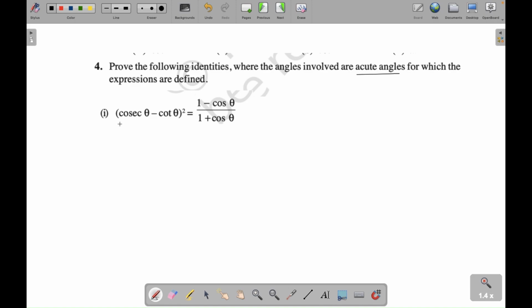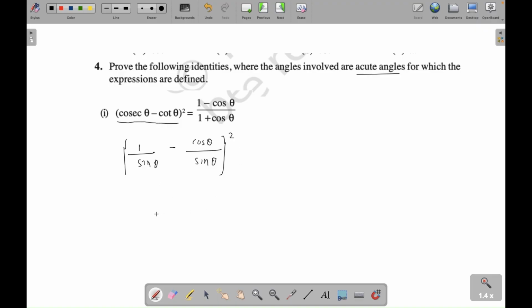So the right hand side or the left hand side somehow gives us a hint of what we need to do. Here you can see everything is in terms of cos theta. So somehow we have to bring this thing also in terms of cos theta, right? So cosec theta is 1 upon sine theta and cot theta is cos theta upon sine theta. So we have to take the whole square of this.